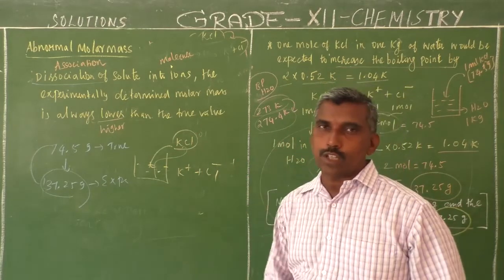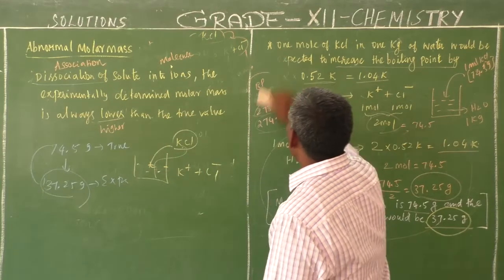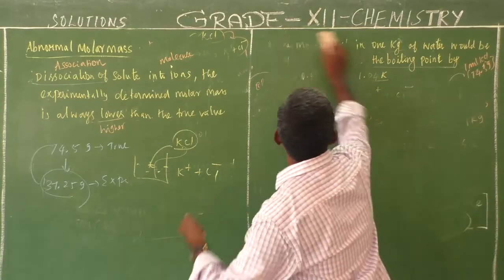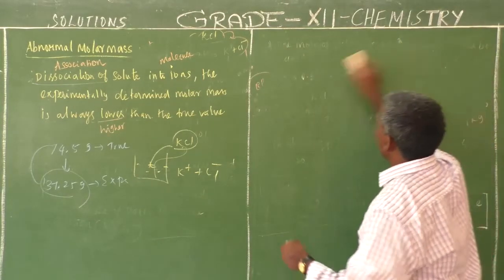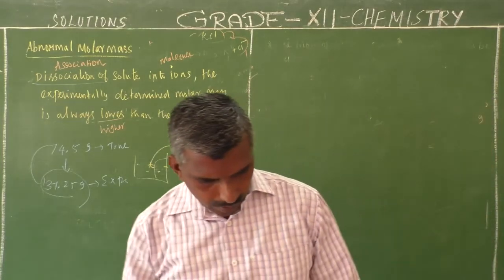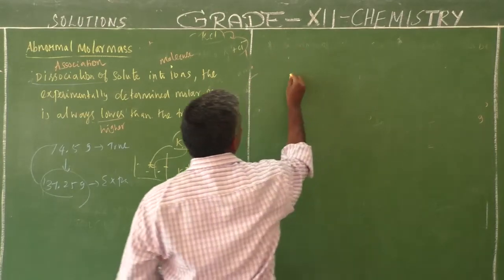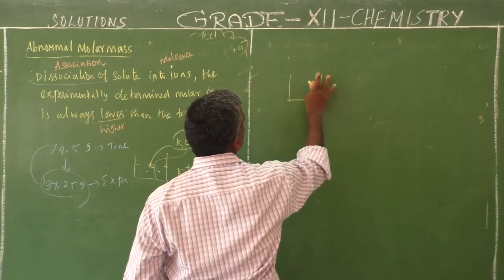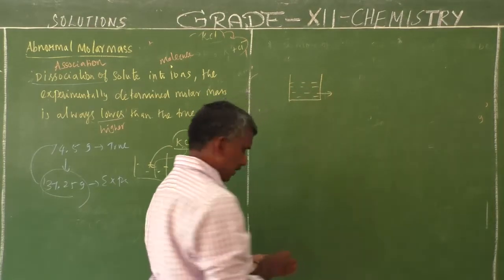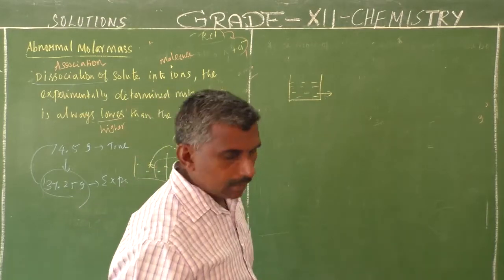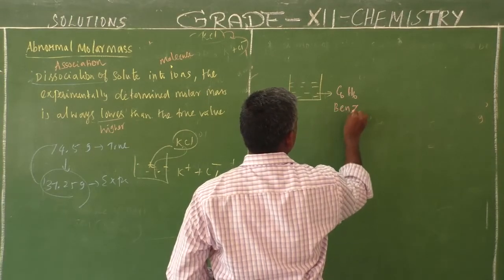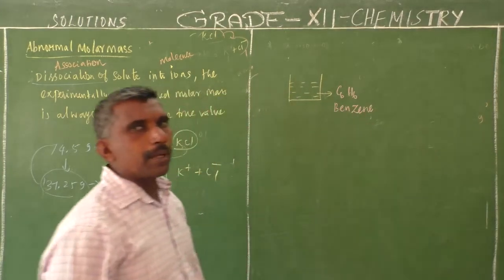Now we will see the association of molecules. Association is joining. Association means joining. A simple experiment. Okay, you take a beaker filled with benzene. That is the benzene formula, C6H6. This is benzene.